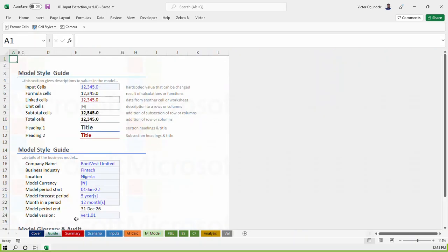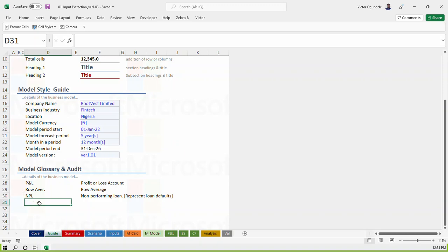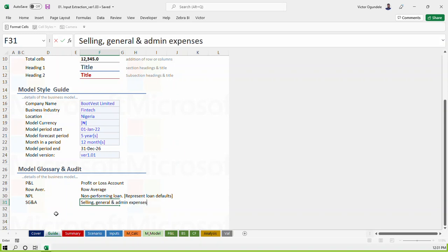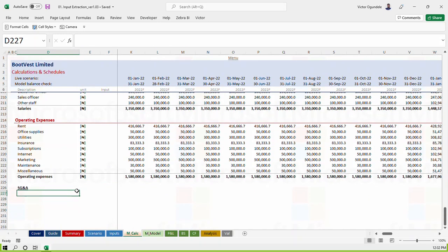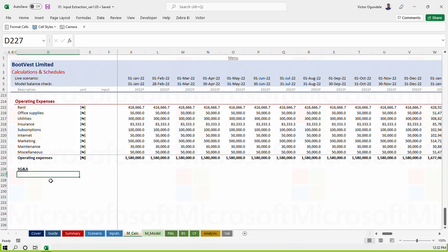Selling, general, and admin expenses. And also you definitely need to up your Excel skill as well, right? You can have a model that's kind of huge, with a lot of data, and you have to model everything out. You really want to be fast at it, so it's always good for us.